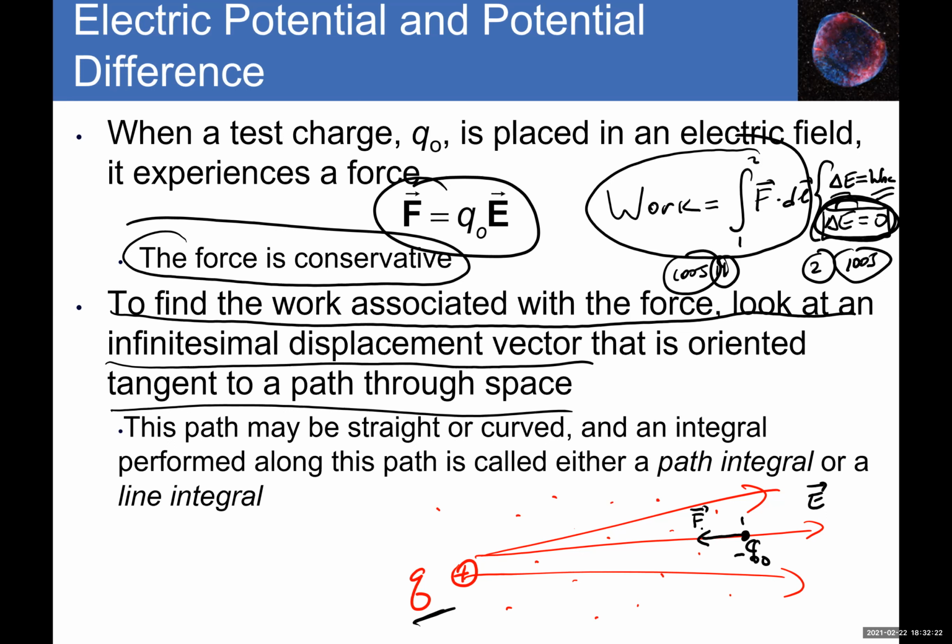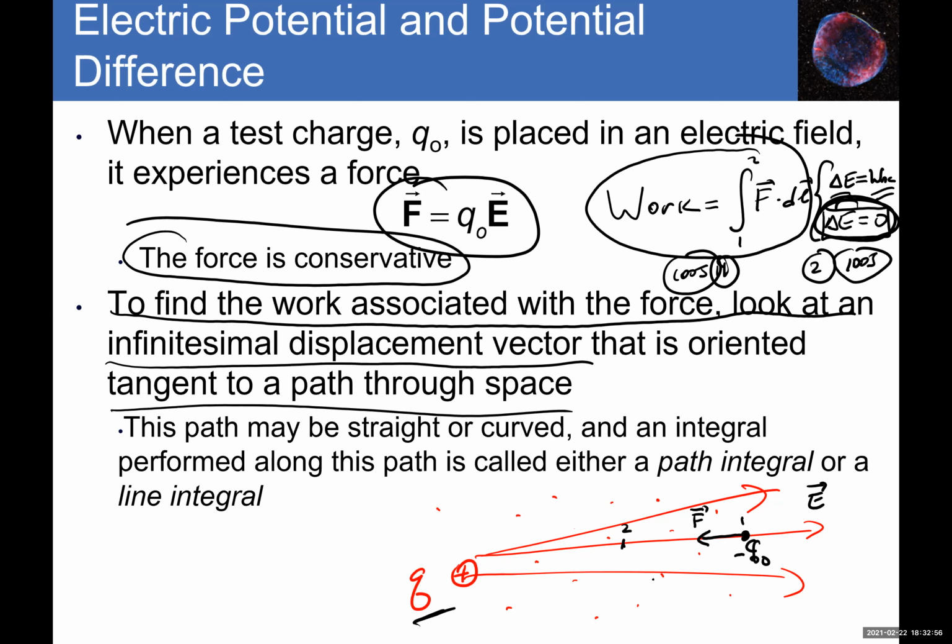Again, when there's a negative test charge, the force is always in the opposite direction of the electric field, which makes sense because if it's a negative particle and the source charge is a positive particle, there's an attractive force toward each other. So you bring a test charge, place it at point one, and there's a force acting to the left in this diagram. As it goes from point one to point two, this force is going to make the particle change position.